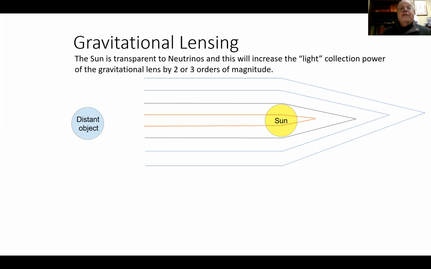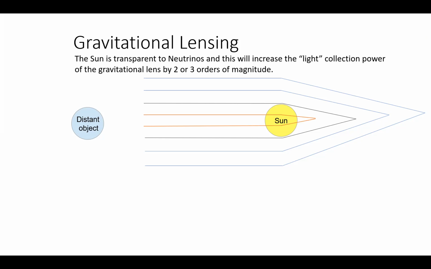But the sun itself is actually transparent to neutrinos. The solar neutrinos, or stellar neutrinos from fusion, are not actually hindered by passing through the limb of the sun. That's why it gets out of the sun and gets to us here.